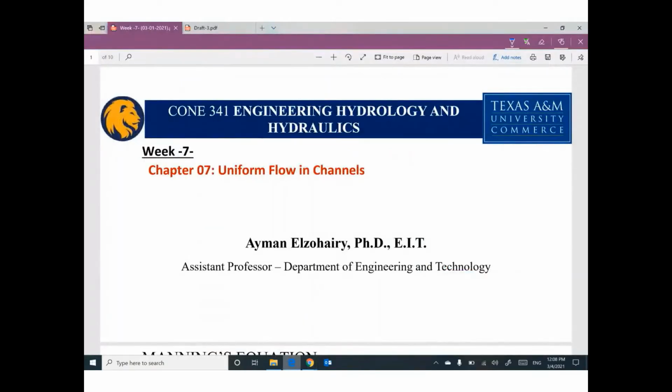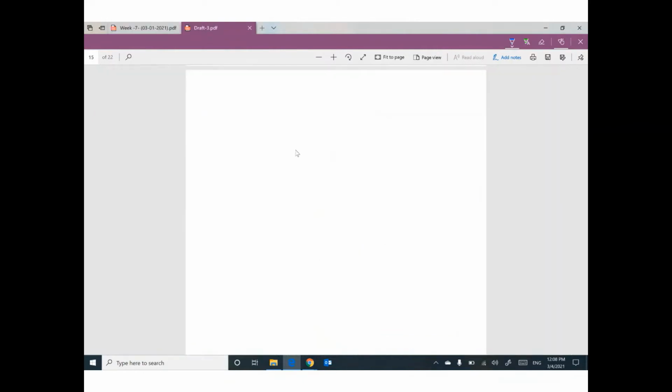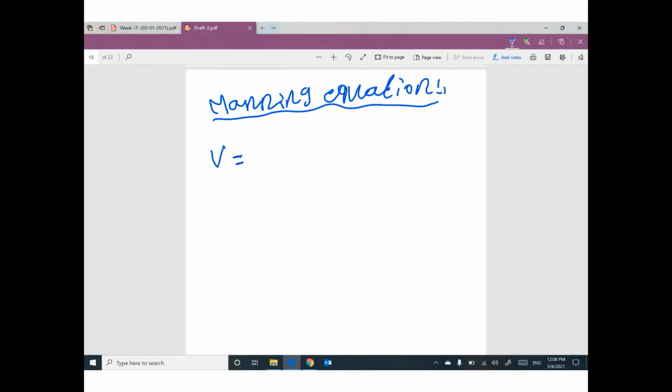Last meeting, we started chapter 7, uniform flow in channel. And I covered a very important equation. This equation is very famous among engineers, which is called the Manning equation. This equation can help you to figure out what the discharge and what the velocity is in a channel.